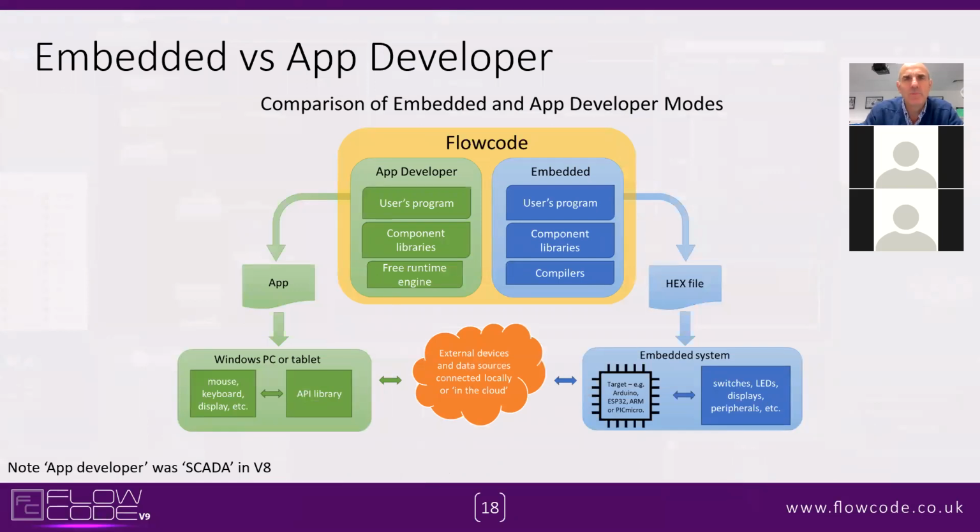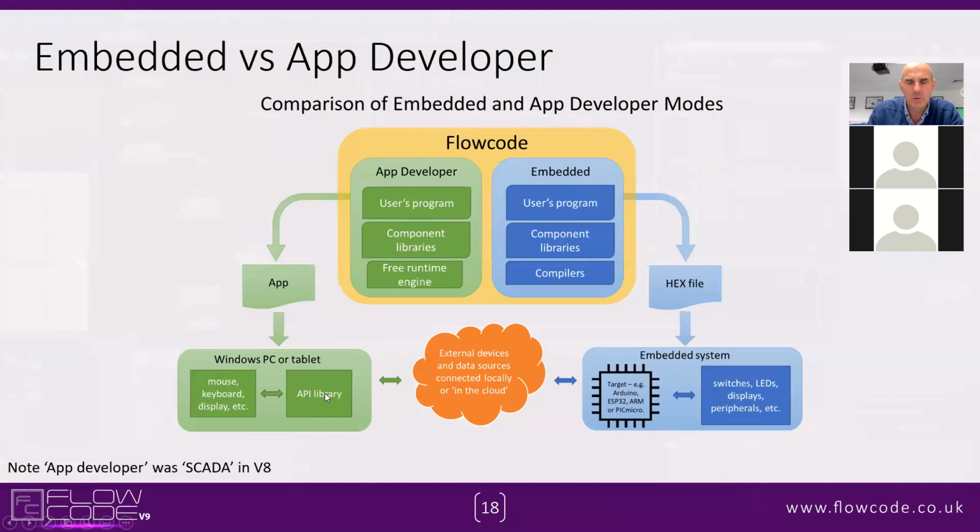Why have we made it? Well, it's quite interesting that there's a lot of common code now. So you can see in Flowcode there's an embedded part that you're probably very familiar with, where we take a user's program, some component libraries and some compilers. We create a hex file. That hex file goes into an embedded system, and then that communicates to other systems via the cloud or whatever. The same kind of user's program, similar component libraries, and a free runtime engine create an app. That app runs on a Windows PC or tablet, and again communicates via whatever system you like.